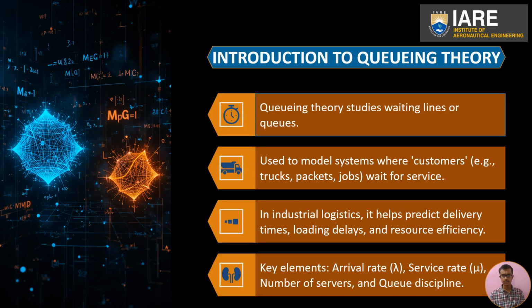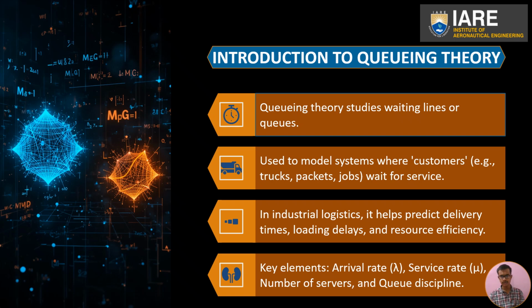So first of all, what is queuing theory? A queuing theory is a theory that studies waiting lines or waiting queues. For example, a queue of customers are waiting at a place. The theory which studies that queue is also known as queuing theory.